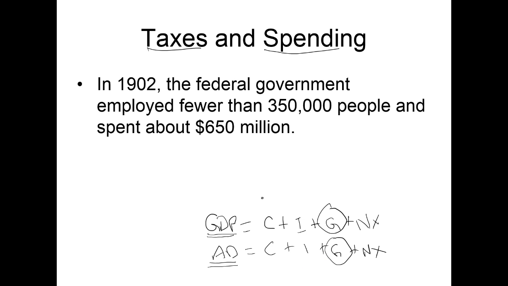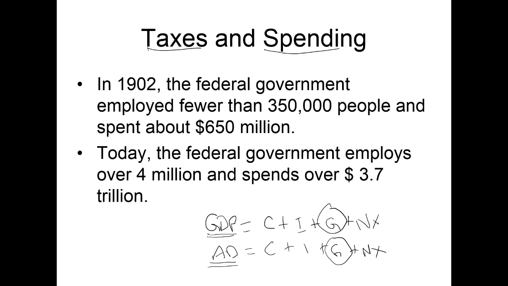In the early part of the 20th century, the government didn't play much of a role at all, because they spent very little and they employed very few people. But that changed in the latter part, and today the government employs over 4 million people and spends $3.7 trillion. Now, what allowed them to play such a bigger role? This part went from a relatively small part of overall economic activity to roughly 20% of overall economic activity now. This is roughly 70%.